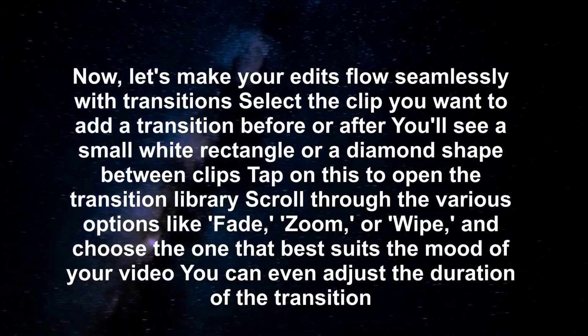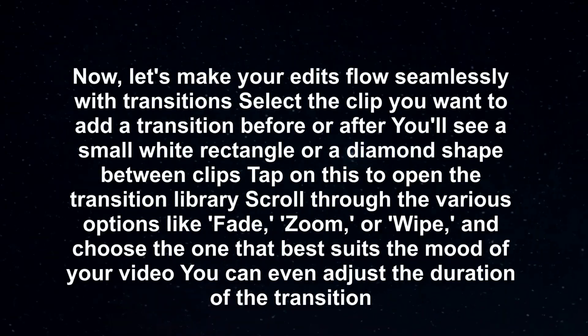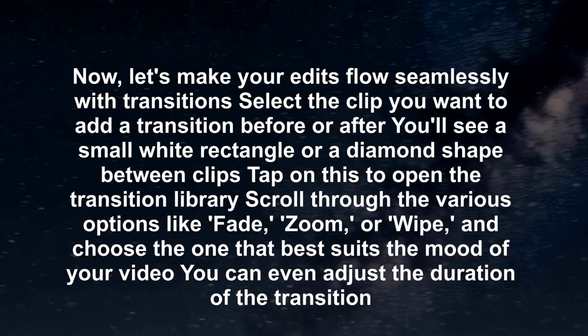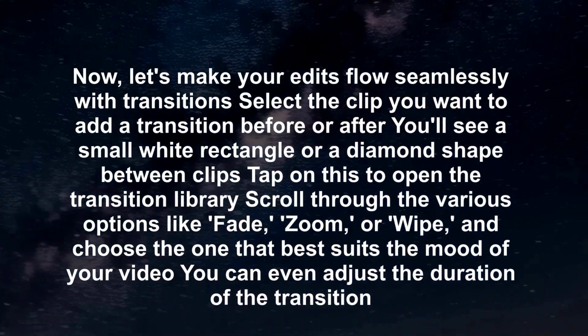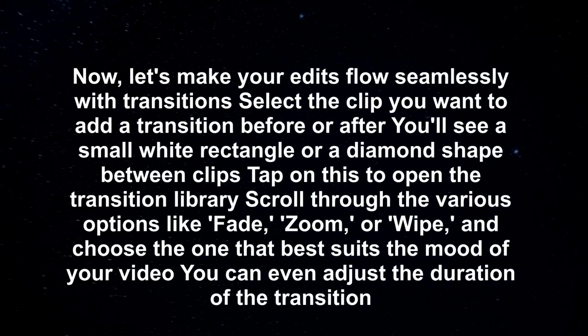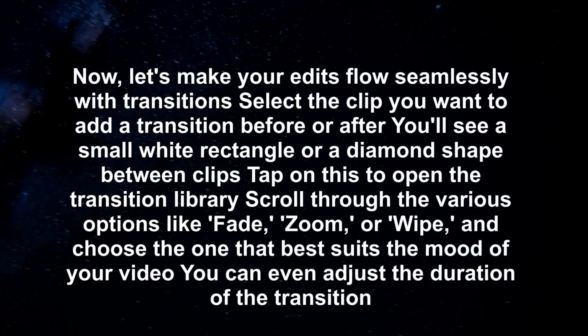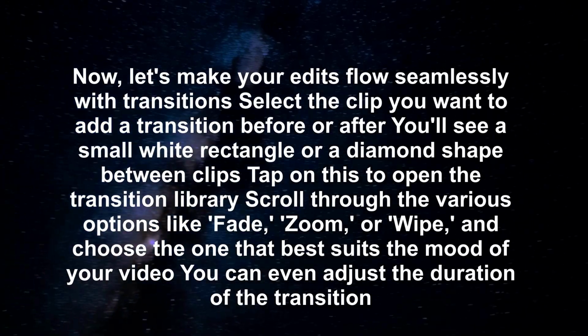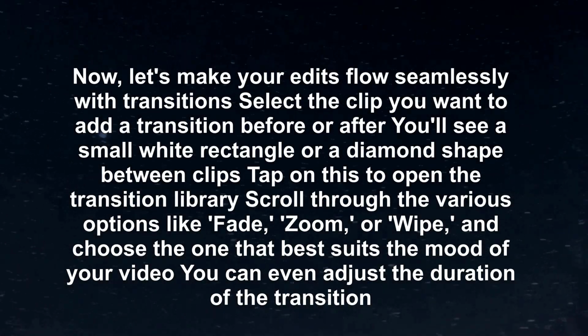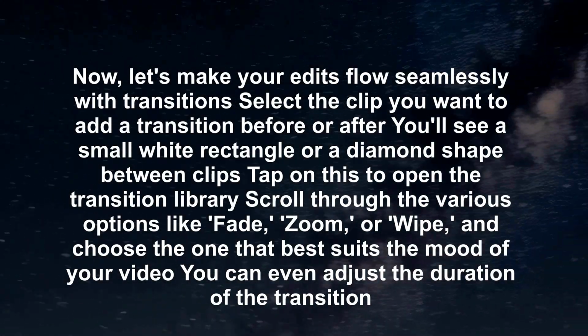Now, let's make your edits flow seamlessly. With transitions, select the clip you want to add a transition before or after. You'll see a small white rectangle or a diamond shape between clips. Tap on this to open the transition library. Scroll through the various options like fade, zoom, or wipe, and choose the one that best suits the mood of your video. You can even adjust the duration of the transition.